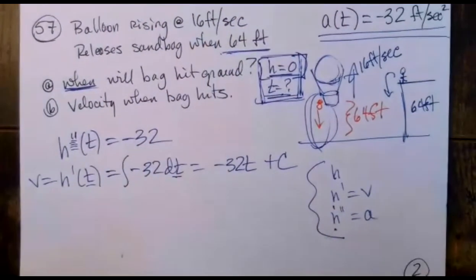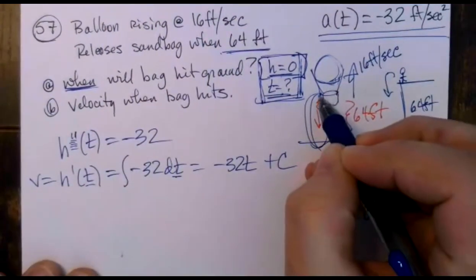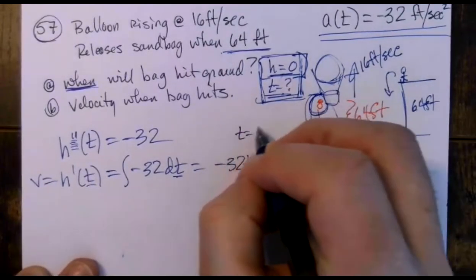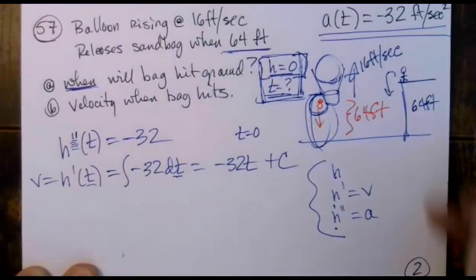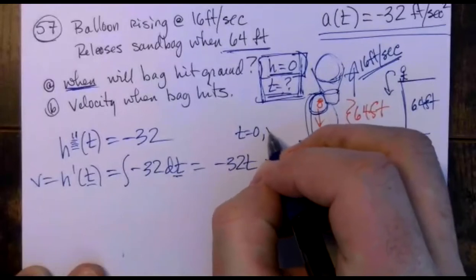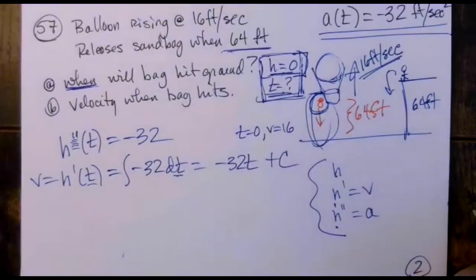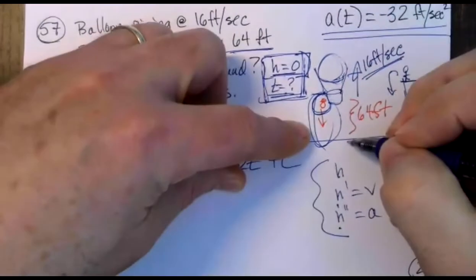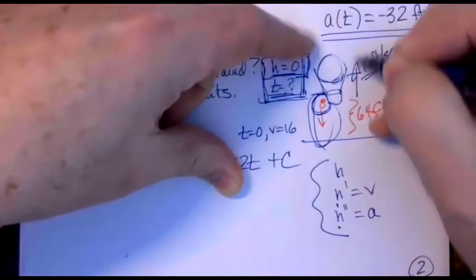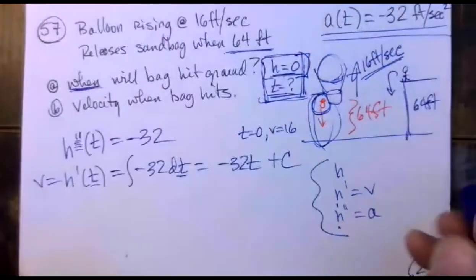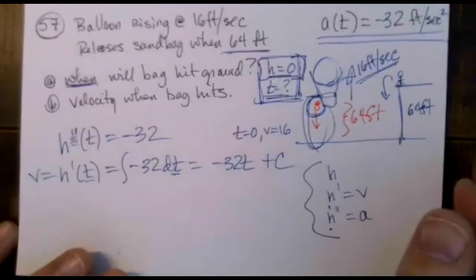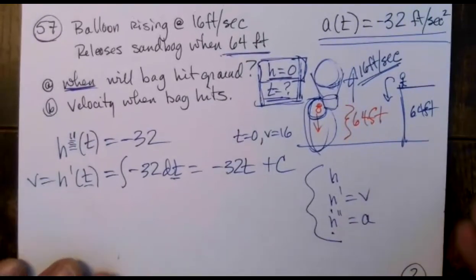All right. So I guess my question to you is, when we released this bag at the beginning, when time was 0, how fast was the bag going? The bag was moving at 16 feet per second. So if I'm going up in the balloon and I let go of the bag, its initial velocity was going with the balloon, 16 feet per second. Is there an expectation that you'd be able to put that together? Yeah, there is. I'm sorry.